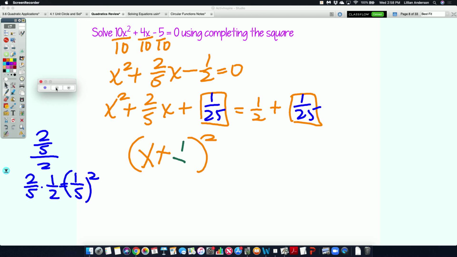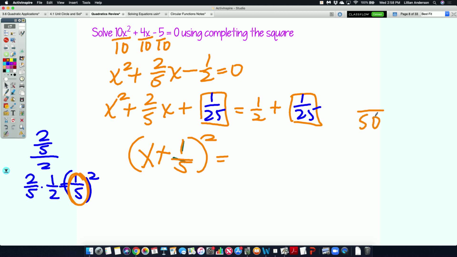So remember, inside of the parentheses is 1/5, the value you get when you take half of b. And then over here, to add these two, you need a common denominator. What's the common denominator between 2 and 25? 50. So 1/5 needs to be multiplied by 25, and 1/25 needs to be multiplied by 2. So then this becomes 27 over 50.